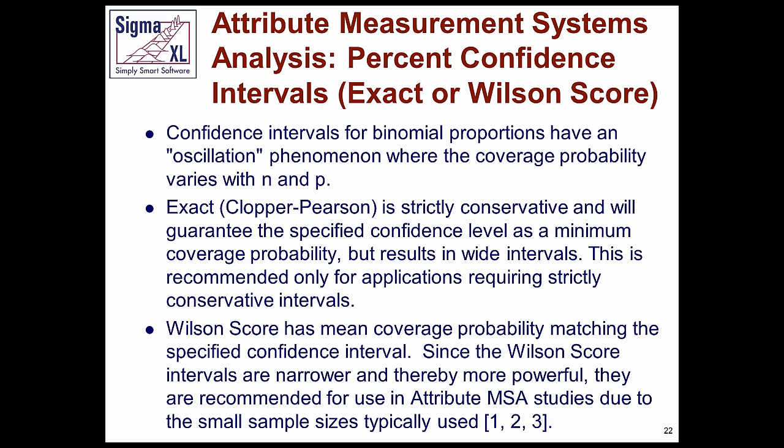Now, the nice thing about the Wilson score is that it is more powerful in that the confidence intervals are narrower. When you're dealing with attribute MSA, that's actually a plus because often your sample sizes are small, and you really want the most powerful tools at your disposal. What Wilson score does is it gives you an average. It's using an average of 95% coverage rather than a minimum of 95% coverage. So exact is very conservative, whereas Wilson score gives you an average of 95% confidence. And for that reason, a lot of practitioners prefer the Wilson score. So that's just something we've included as an option. If you want to match Minitab, use the exact. If you want to match JMP, use the Wilson score.